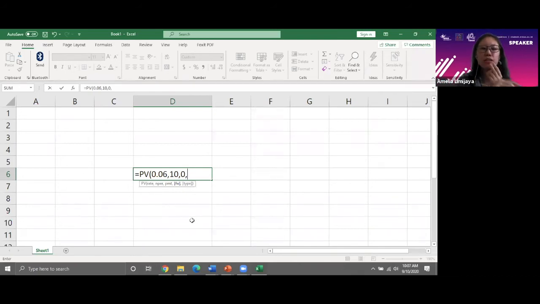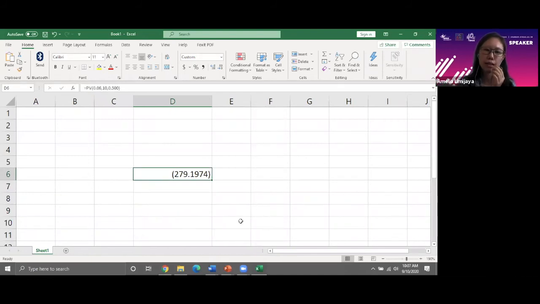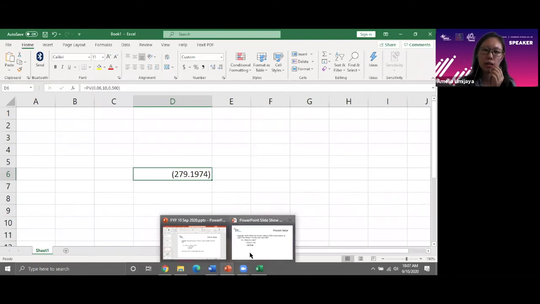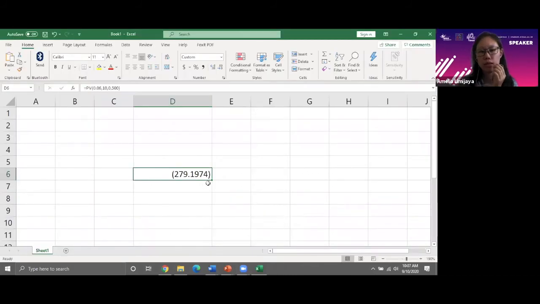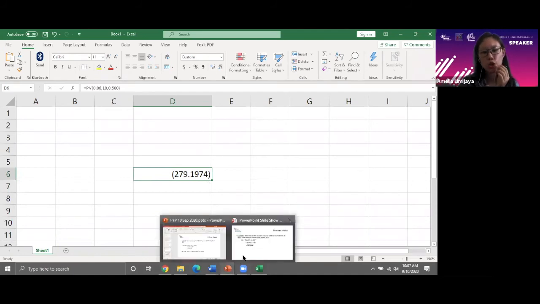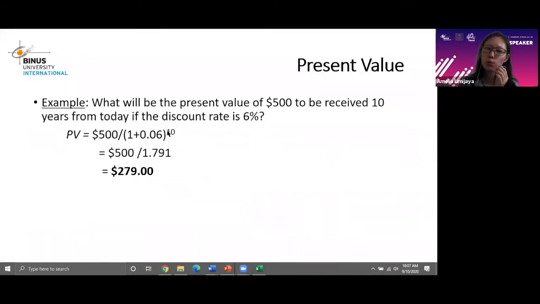FV is the future value, the $500 that we're going to receive at the end of year 10. So I'm going to put 500. Type, just ignore that for now. Close my bracket, I press enter. And then I'll get 279 point something. Here it is rounded, but the exact amount is 279 point something. If you want to use your calculator, it's also fine. Make sure you know how to put power of 10, pangkat 10. Make sure you know how to put power into your calculator.